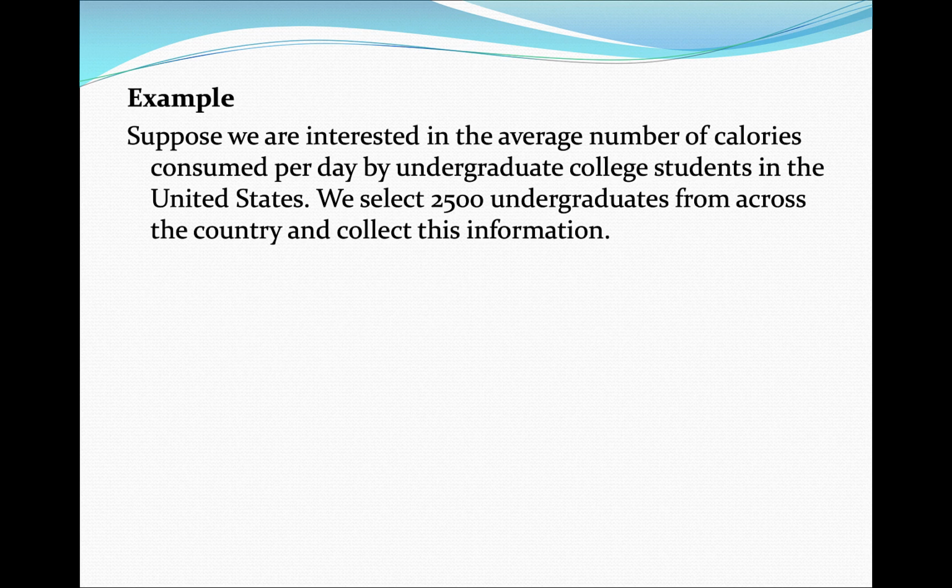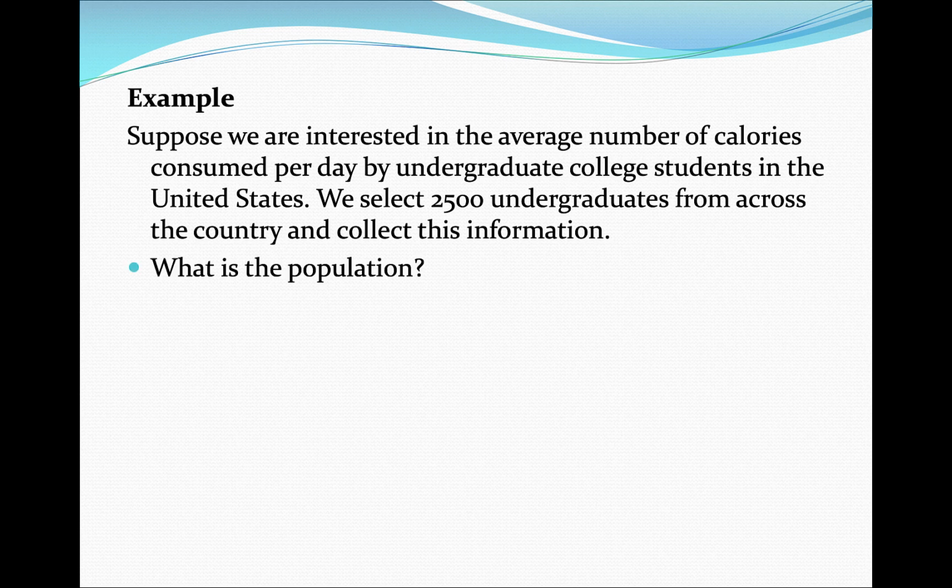So let's look at some examples. This first example is just going to illustrate some of the different terms and some of the different aspects of a study, but mainly just the basic terminology that's so important to what we do in any study. The scenario we're going to look at is this. Suppose we are interested in the average number of calories consumed per day by undergraduate college students in the United States. We select 2,500 undergraduates from across the country, and we collect this information.